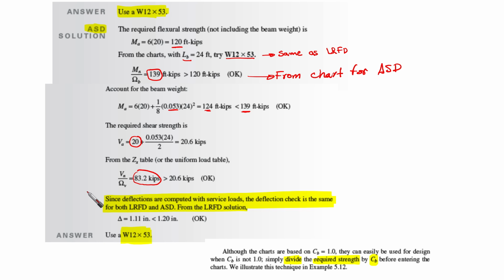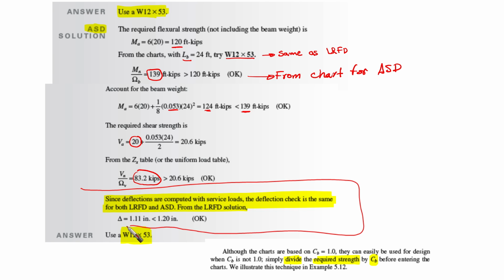Okay, and then the last part is related to the deflection, but we are not going to calculate the deflection again. It is pretty much the same as LRFD. Since deflection is computed with service loads, the deflection check is the same for both LRFD and ASD. From the LRFD we found that 1.1 was less than 1.2, because deflection, as we said before, is related to service loads. It doesn't account for factored load, so it works for both LRFD and ASD.